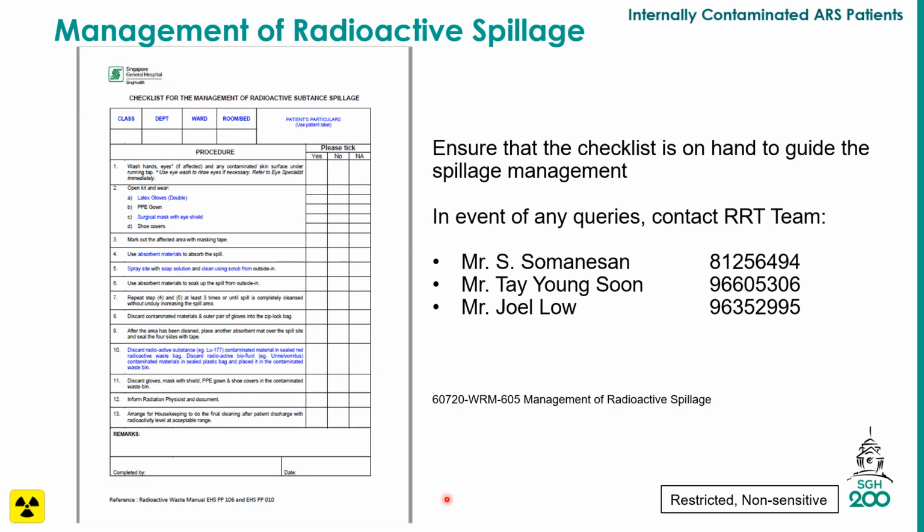A checklist such as this is available inside the spill kit. At the same time, it can also be accessed from the 60720 WRM 605 Management of Radioactive Spill from the ward. These are my telephone numbers and my colleagues' as well, who you can reach. They're all part of the RRT team, and if you have any queries you can ask us.